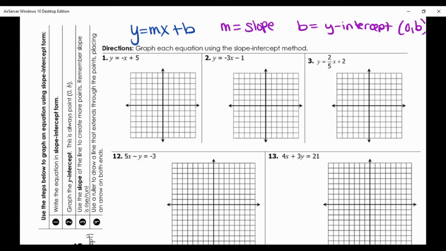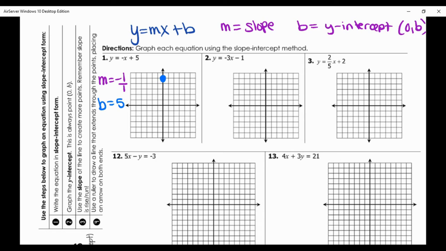So number 1 is already in slope-intercept form. The slope is -1, which we can also think of as -1 over 1, which will help us graph the slope. And the y-intercept is at +5. So we want to start with the y-intercept first, and then graph the slope. I'm going to use orange to show you my directions and how I'm getting from point to point, but the orange is not part of the line.